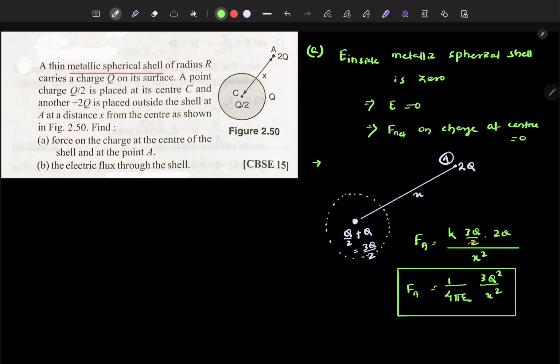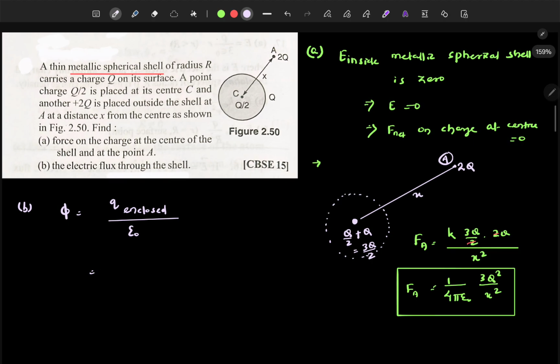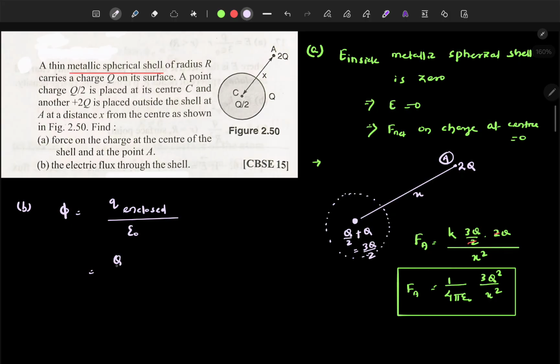Next, come to your second bit: the electric flux through the shell. The flux formula is Q enclosed within the shell divided by epsilon naught. As per the given question, the enclosed charge is only Q by 2. So Q by 2 whole divided by epsilon naught. The final answer will be Q by 2 epsilon naught. This is the value of flux. So this is our given question. I hope it is clear.